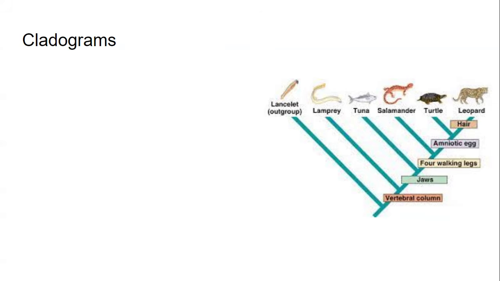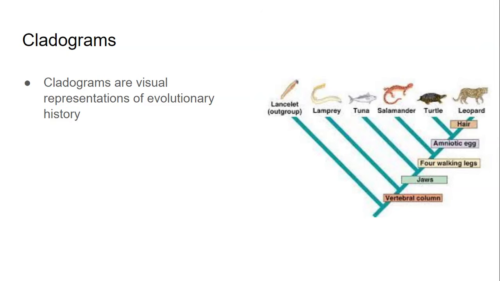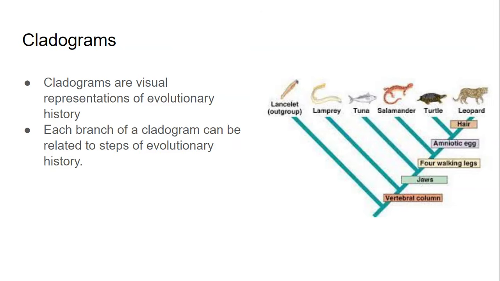So when we look at cladograms, cladograms are visual representations of evolutionary history. So these animals that are off on the right in this picture, each one of these branches is some sort of evolutionary characteristic or adaptation that was taken in order for that animal to separate from the ones before it. Each branch can be related to the steps of evolutionary history.